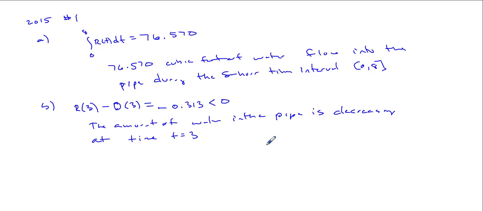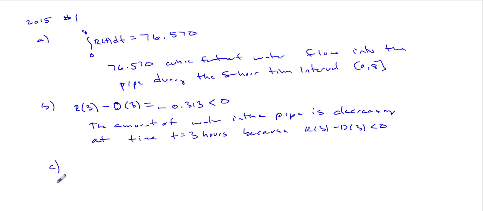And t is in hours, right? We could say t equal 3 hours. I'm going to do that because R of 3 minus D of 3 is less than 0. Now, if they would have said, is the rate at which the water flowing into the pipe increasing or decreasing, you would definitely have to look at R prime of 3 minus D prime of 3, right?